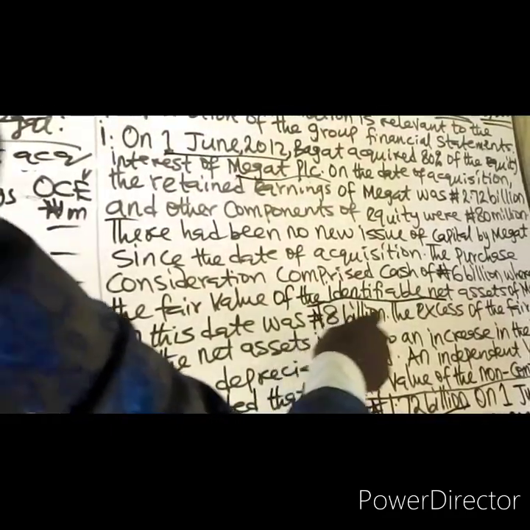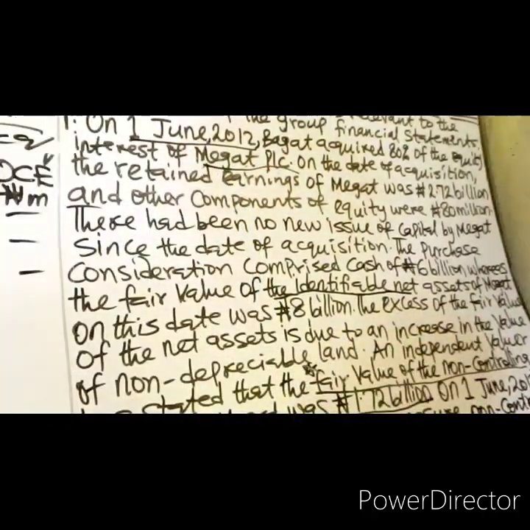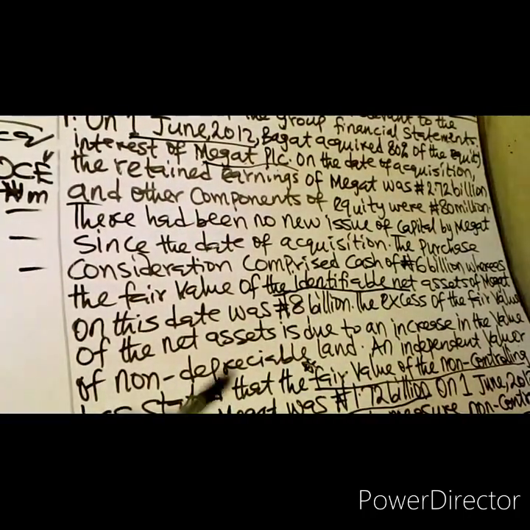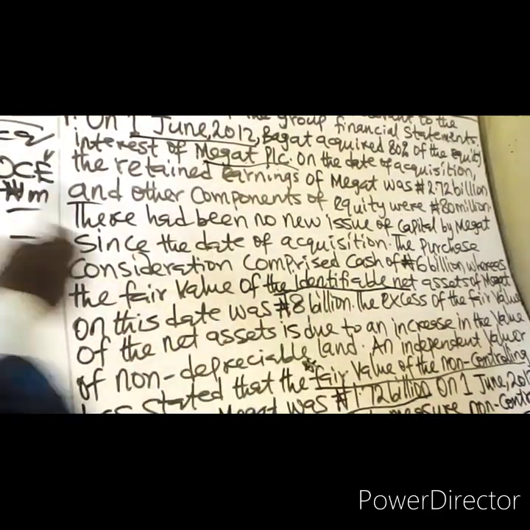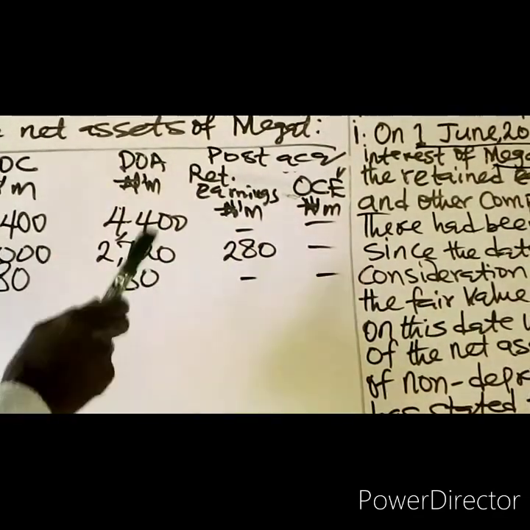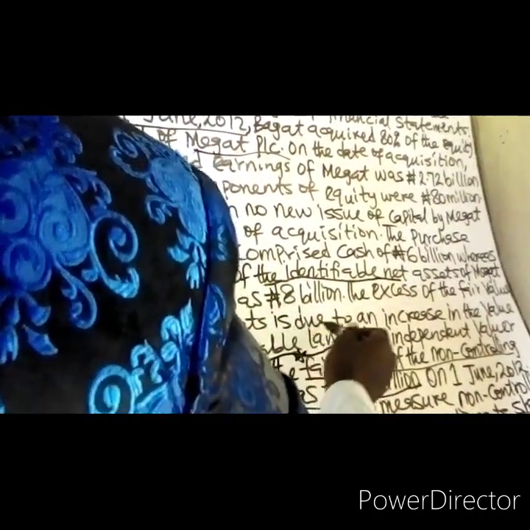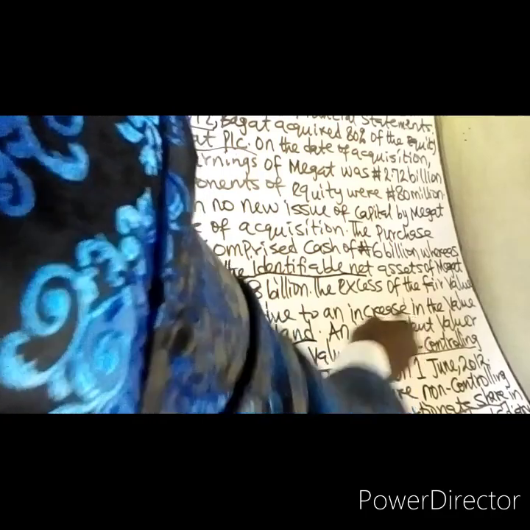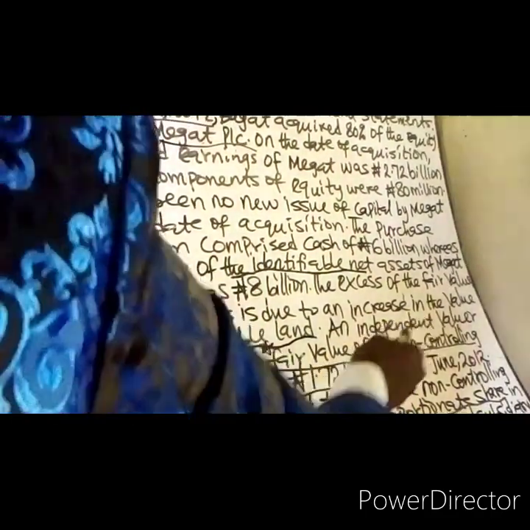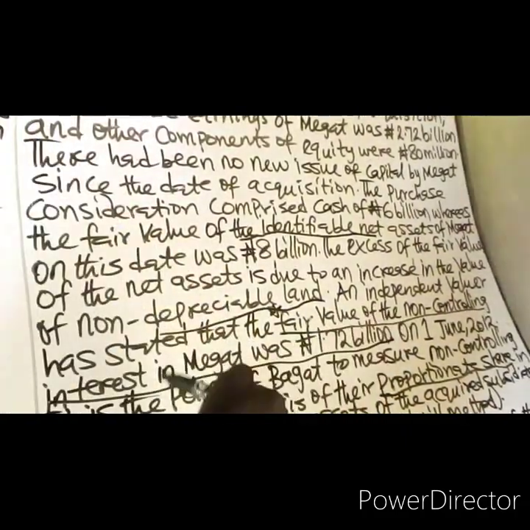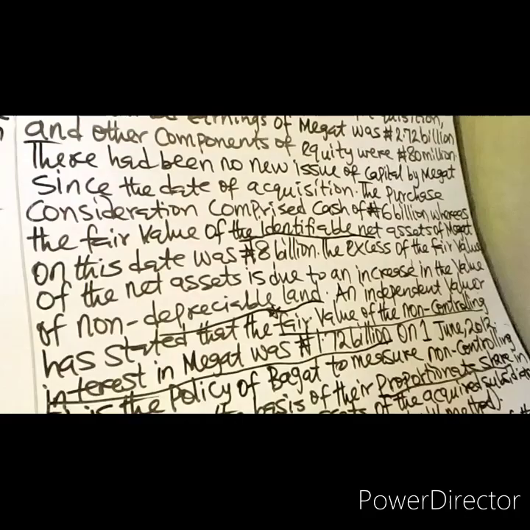Now, back to the question. The excess of the fair value of the net asset is due to an increase in the value of non-depreciable land. Meaning that the amount by which this 8 billion exceeds the total of this, you were told that is due to non-depreciable land. An independent valuer has stated that the fair value of the non-controlling interest in Megat was 1.72 billion. I've told you that that one is not relevant.